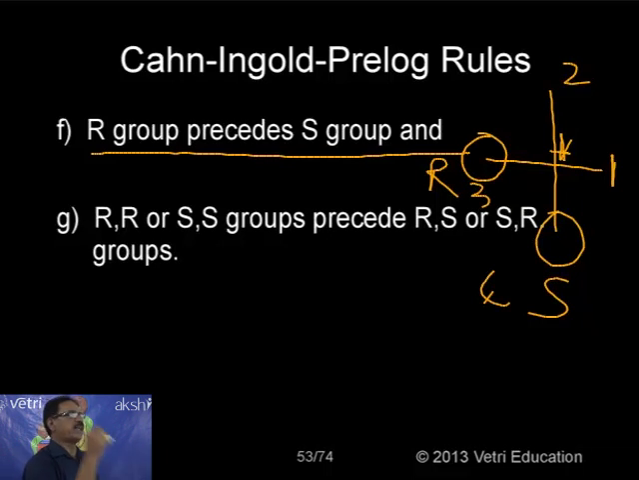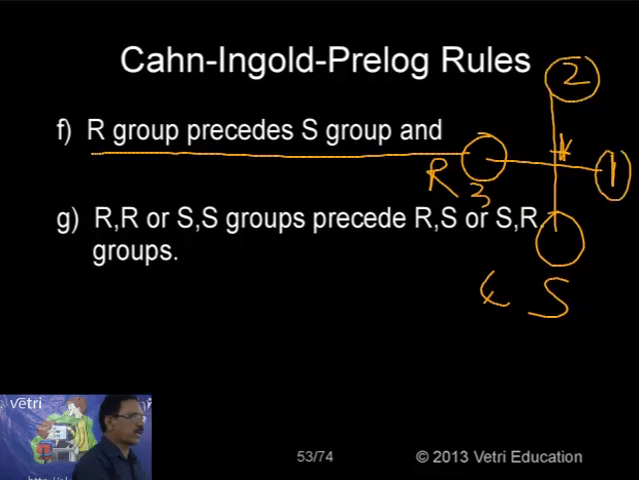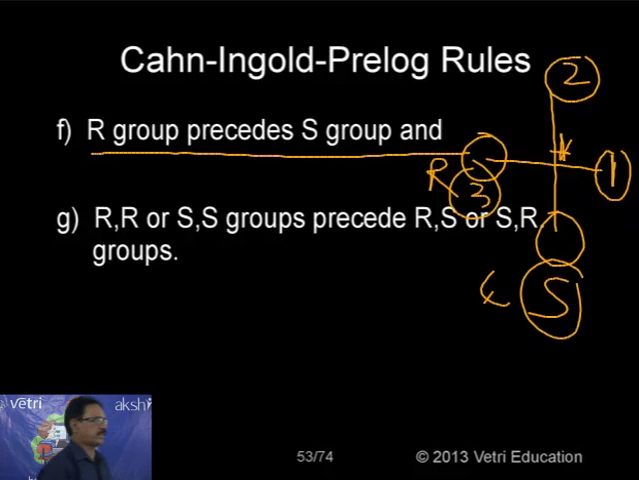So when you want to assign R or S configuration in a particular carbon where more than one asymmetry is present, in that particular carbon I want to specify R or S. So number 1 is fixed, number 2 is fixed based on atomic number. And 3 and 4 are not yet fixed, meaning if 3 is R and 4 is S, I will give priority 3 for R and 4 for S. Then I will go for R or S configuration.